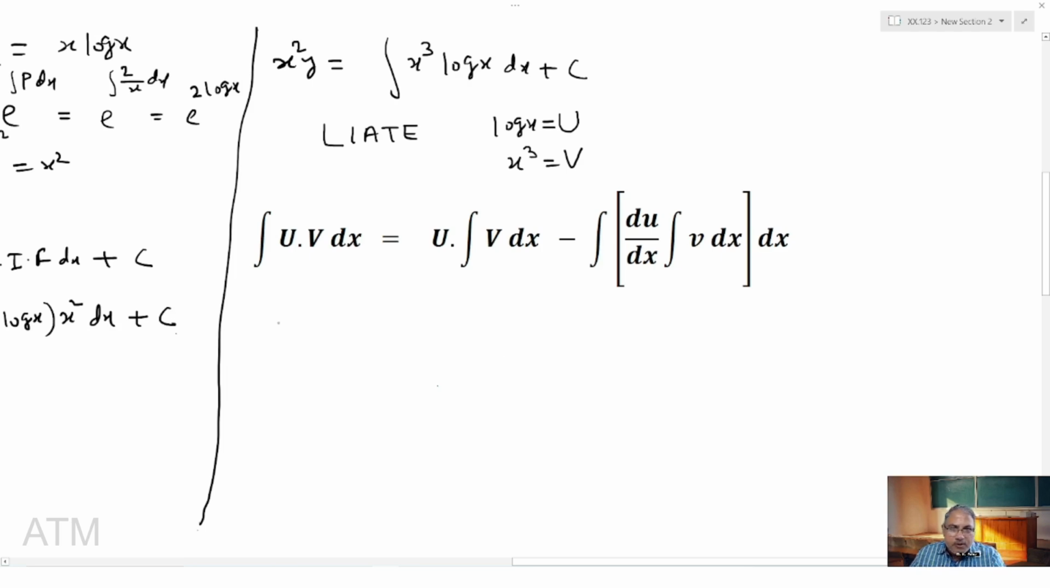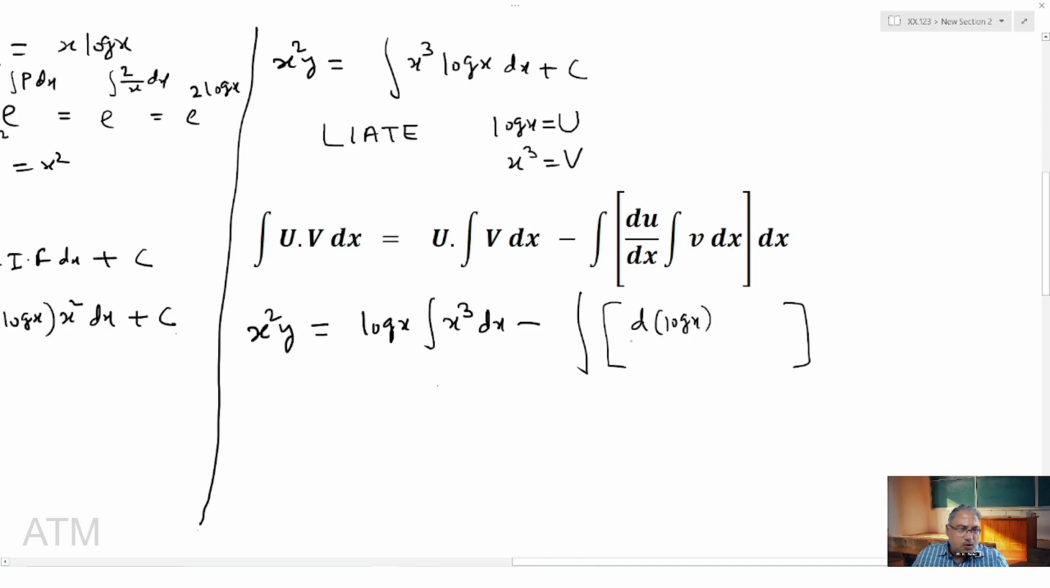Now next step, here x square y keep as it is. Now fit into the product rule formula, that is u nothing but log x, v nothing but x cube, with respect to x minus integration of, what is that, derivative of u, that is log x with respect to x, and integration of v, that is x cube with respect to x plus c.